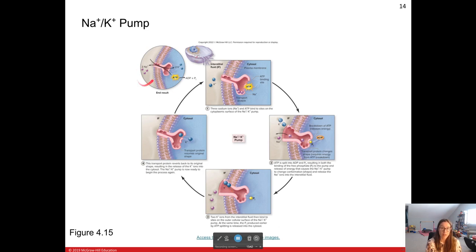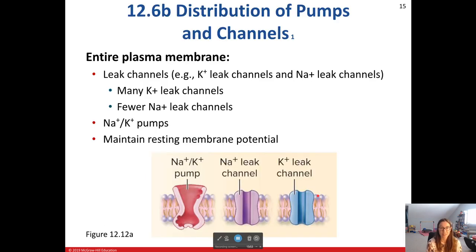And so we have 3 sodium pumped out of the cell, and 2 potassium pumped back into the cell. And this is going to be really important for maintaining what we call a resting membrane potential, and we'll get to that pretty soon. So these are some important pumps and channels that we're going to find on the plasma membrane, especially of our muscle cells and our nerve cells.